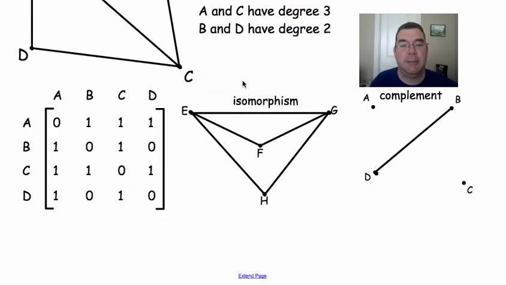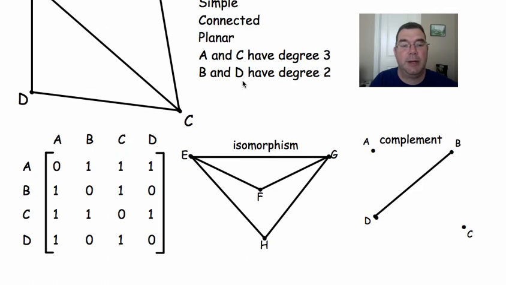Here's the adjacency matrix. And basically it's saying that A is not connected to itself, but it is connected to B, C, and D by one edge each. B is connected to A and C, but it's not connected to itself, and it's not connected to D. C is connected to A, B, and D, but not itself. And D is connected to A and C, but not B and not itself.